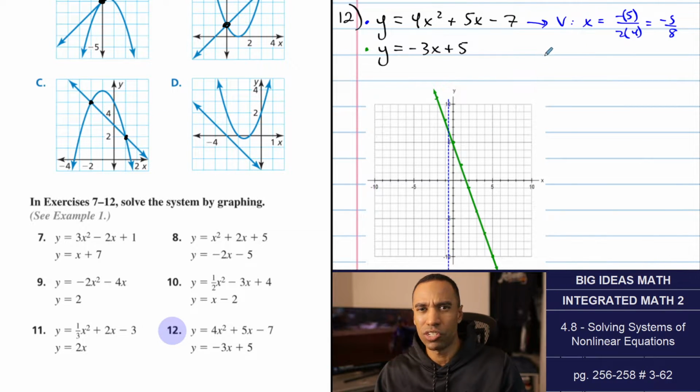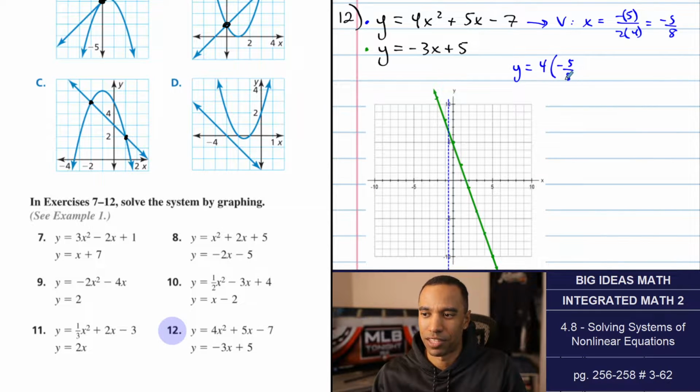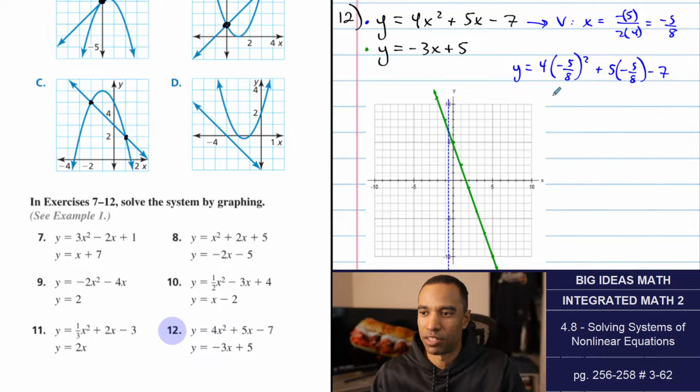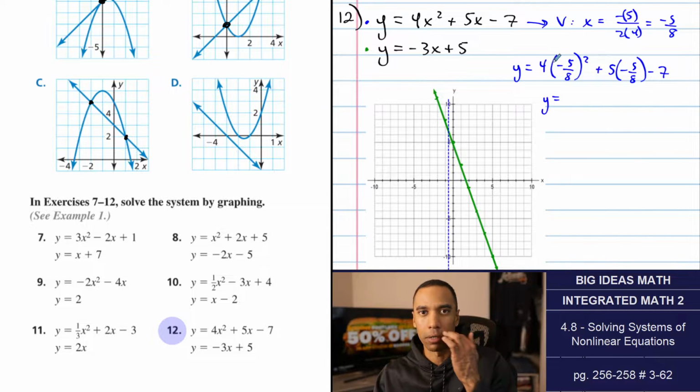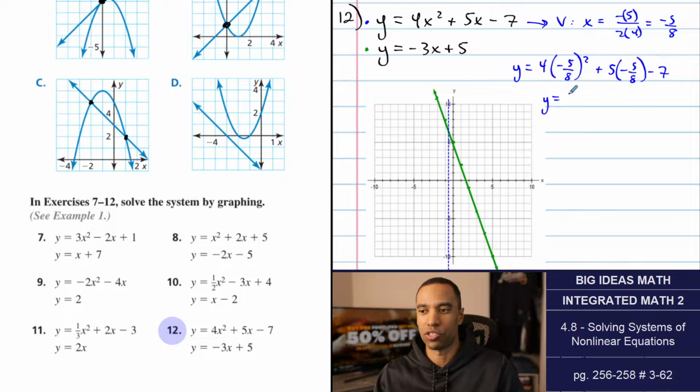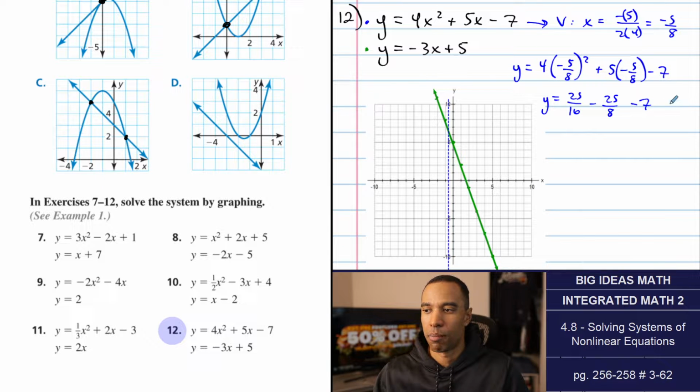Let's see if the y value holds up and is not a fraction. So 4 times negative 5, yeah, I think it's going to be a fraction. Negative 5/8 squared plus 5 times negative 5/8 minus 7. Where are we going with this one? That's 25 over 64, and 4 over 64 is 1/16. So it's 25 over 16 minus 25 over 8. That'll be negative 25 over 16 minus 7.